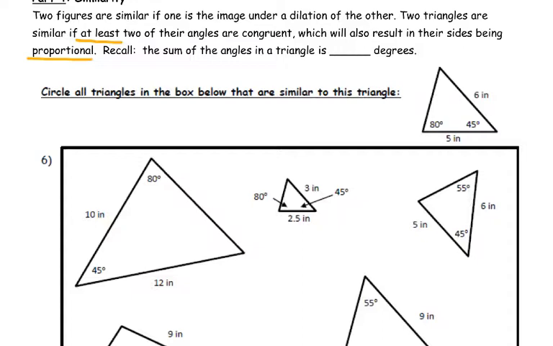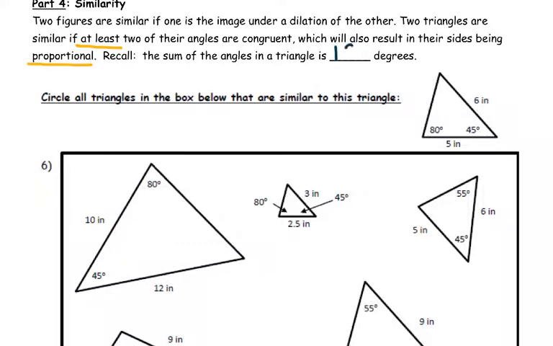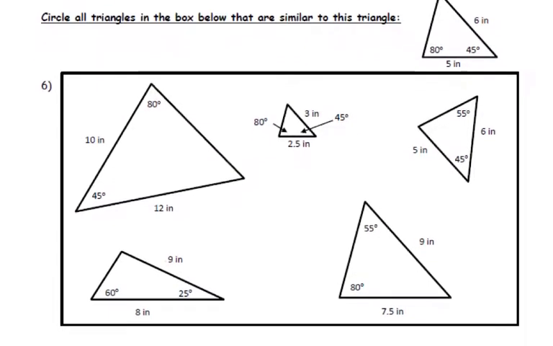Now, something that you should already know is that the sum of the angles in a triangle is always 180 degrees. So that's something that you should have already known. So in this triangle here, we are given two angles and two sides, and we want to know which ones are similar down below.